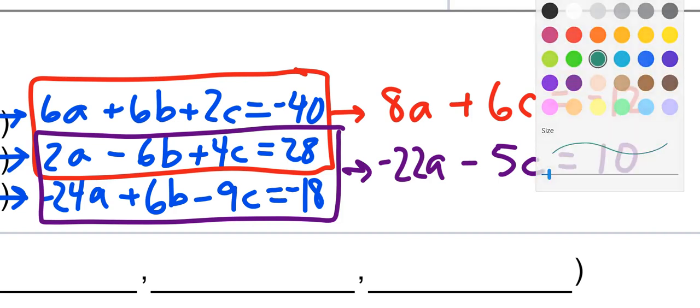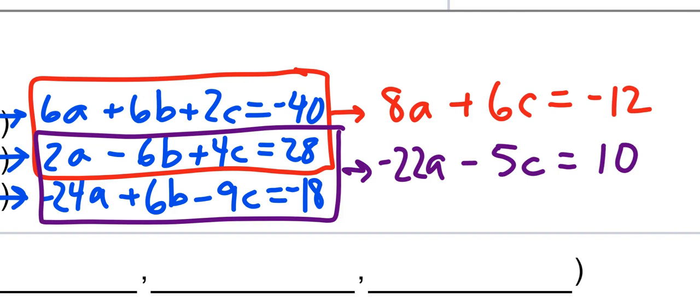Okay, now, what variable should we get rid of now? A or C? What would be easier to get rid of? Which one would give me the smaller numbers to deal with? Probably C, right? Now, what number can you think of that 5 and 6 both go into? 20? Nope, 5 goes in, 6 doesn't.